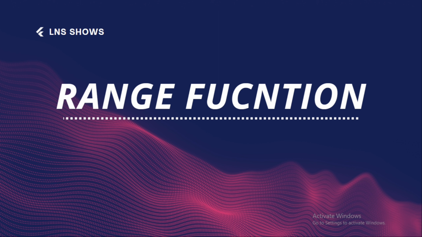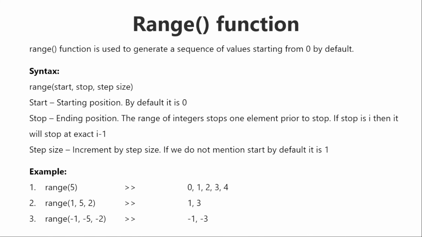In today's session, we will be discussing the range function in Python. The range function is used to generate a sequence of values starting from 0 by default. The syntax for it is range(start, stop, step size). If you want to print a set of values, there will be a start, stop and step size. The starting position by default will be 0 and stop is the ending position.